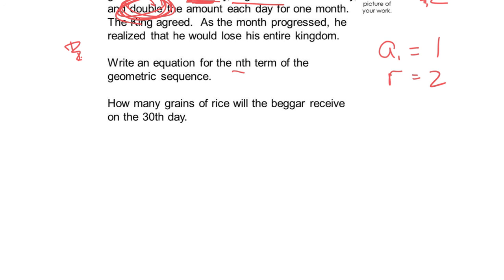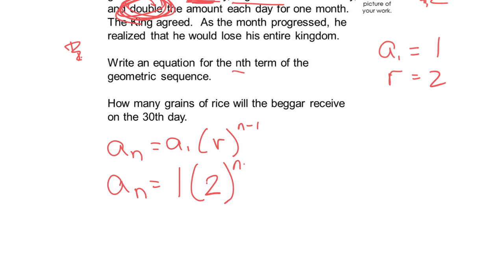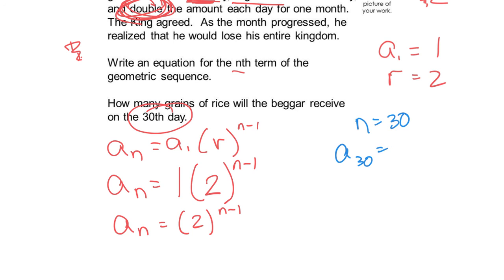Okay, so for the nth term, a subscript n equals first term times r to the n minus 1 power. So that means my n is going to stay as an n. My first term is 1. My r is a 2. n minus 1. Okay, so now we want to know the 30th day. So that means we know our n is going to be 30. So the 30th day is equal to 2 to the 30 minus 1, which is 2 to the 29th power.